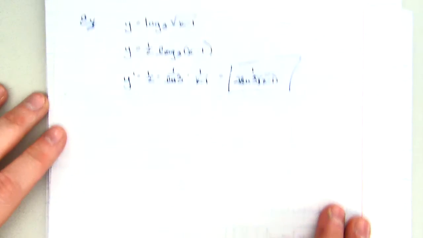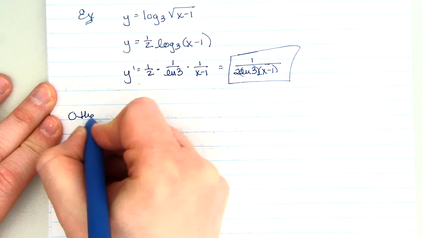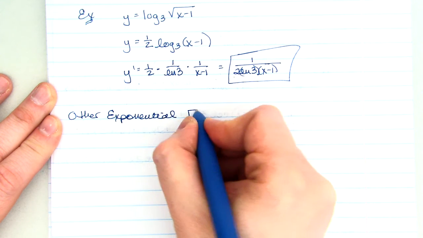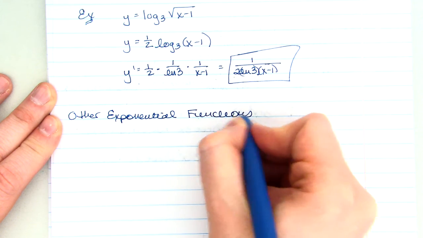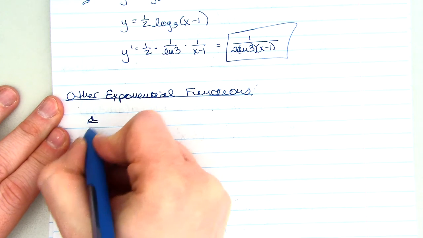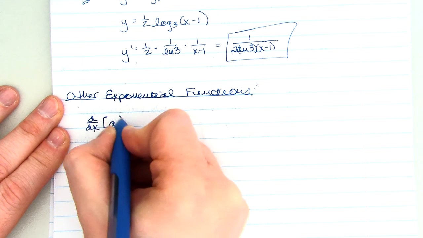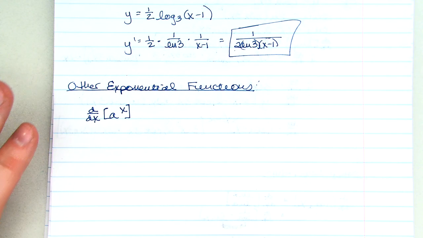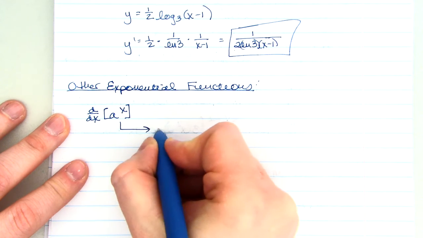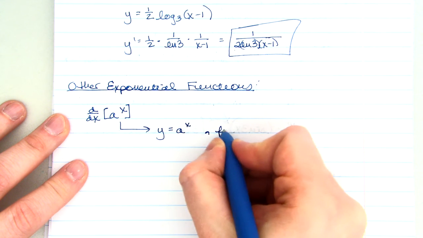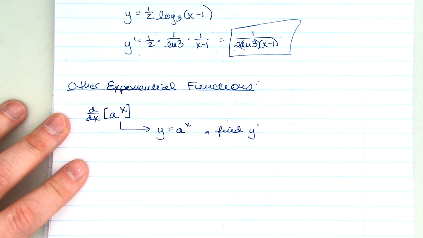Next thing we're going to look at other exponential functions. The derivative of a raised to the x. I'm going to try to create a formula for this. I know the derivative of e to the x is e to the x, but a to the x, a little more involved. Well, here's how I can do this. Let me rewrite the problem as y equals a to the x. And what are we doing? We're going to find y prime.